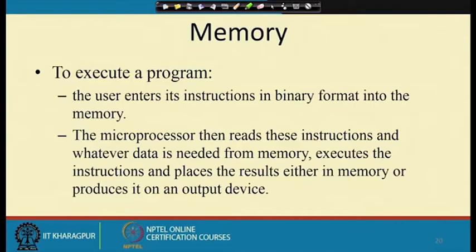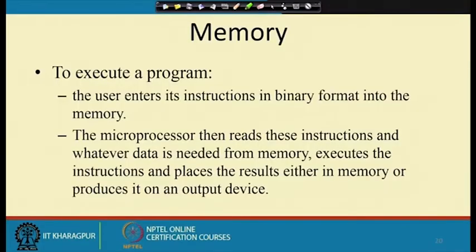So, the program that we have has to be coded into binary, and this binary program has to be loaded into memory. Now, when the microprocessor is reset, there is a set address from which it starts. In case of 8085, that address happens to be 0. So, it accesses location 0 and reads the first instruction from there, executes the first instruction, then it goes to the next instruction. So, that way it continues.